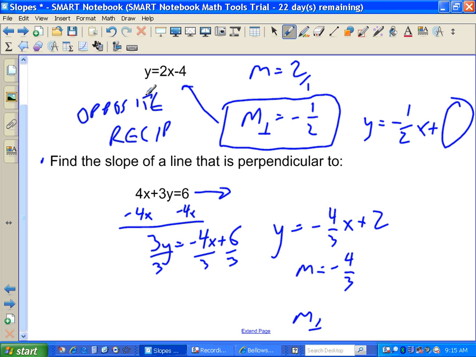Slope of a perpendicular line, looking for the opposite reciprocal. This one's negative, so we're going to go positive. I wouldn't write the positive down, but anyway. And then the reciprocal of 4/3 is 3/4. So a line that's going to be perpendicular to this line is going to have a slope of 3/4. Okay, opposite reciprocals. Change the sign, flip it on over.